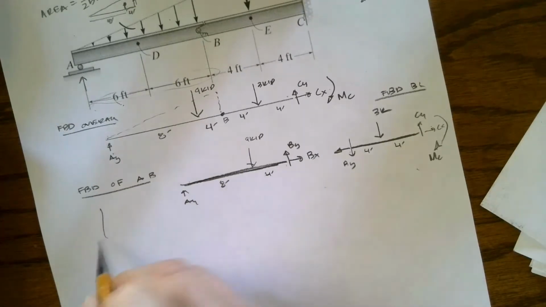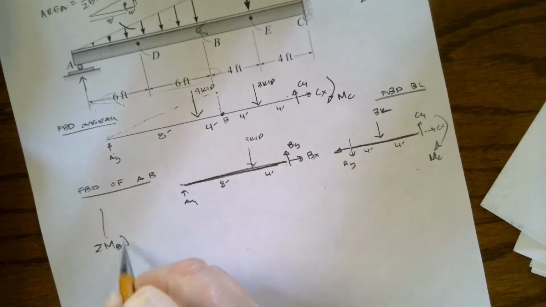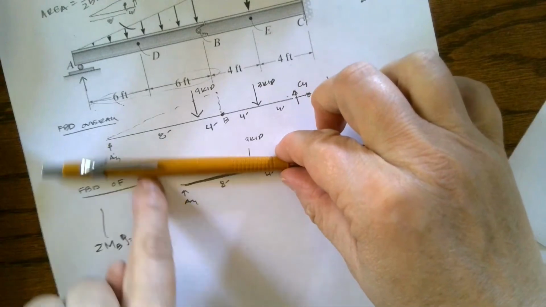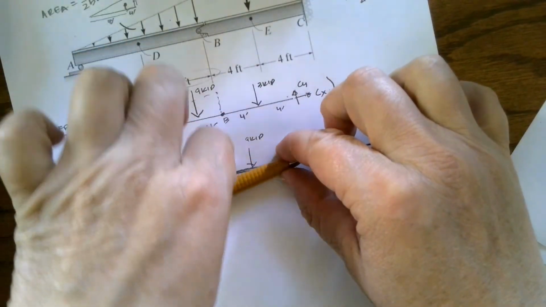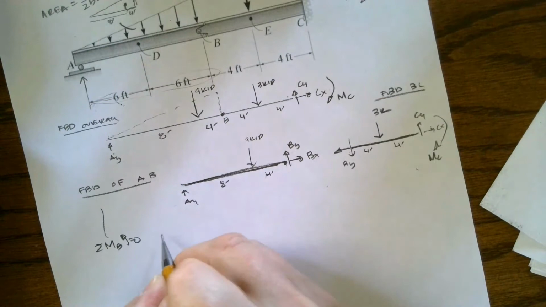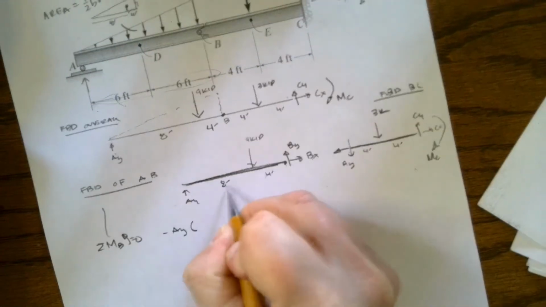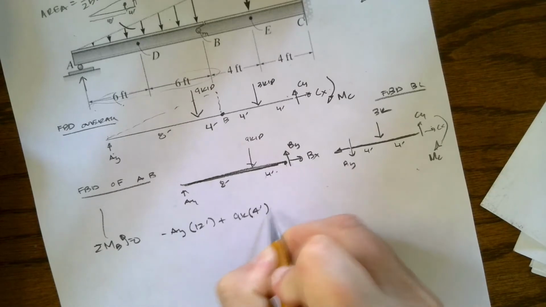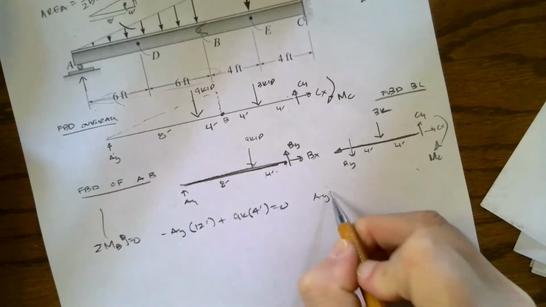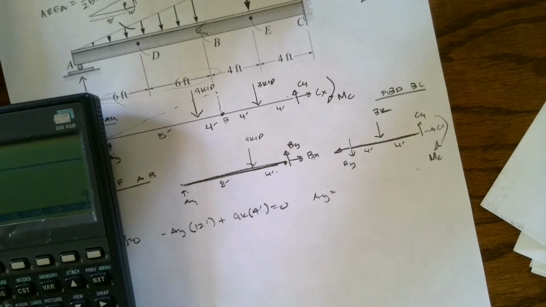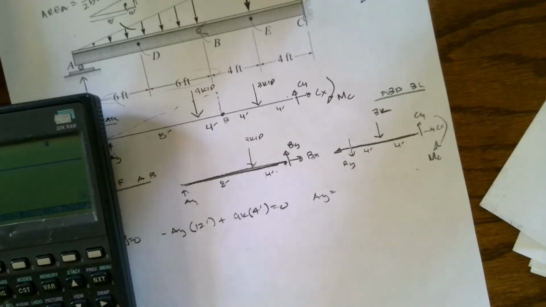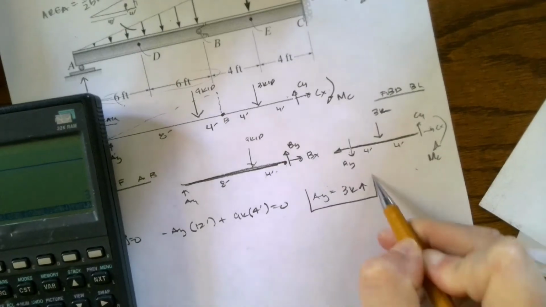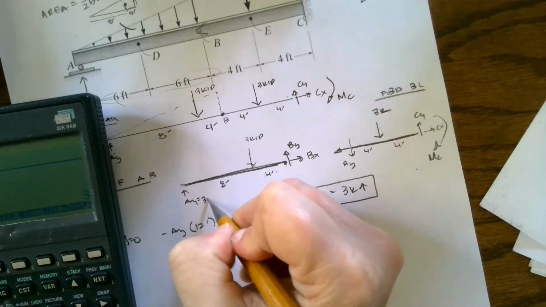So we're going to start with, let's sum the moments about B equals 0. So again, if I have my clock handle at B, A is pushing up, negative moment, 9 kips is pushing down, positive moment. So I've got negative AY times 12 feet plus 9 kips times 4 feet equals 0. And I can quickly find that 9 enter 4 times, 12 divided by, AY is 3 kips. I got a positive value, so it is indeed up in the direction that I assumed.